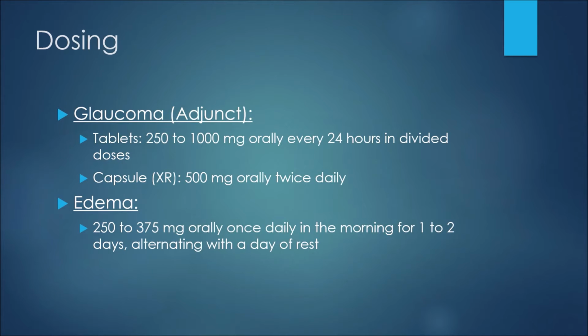Now for some examples of dosing with acetazolamide. In the treatment of glaucoma, when it's used as an adjunct or add-on therapy, we would typically see, if using the tablets, 250 to 1,000 milligrams orally every 24 hours in divided doses. If a patient was using the capsules, the XR version, they may use 500 milligrams orally twice daily. If a patient was treating edema, they may use 250 to 375 milligrams orally once daily in the morning for 1 to 2 days, alternating with a day of rest.